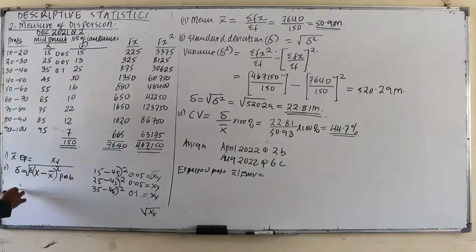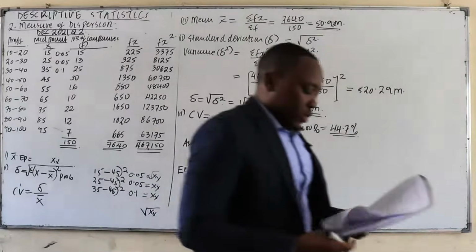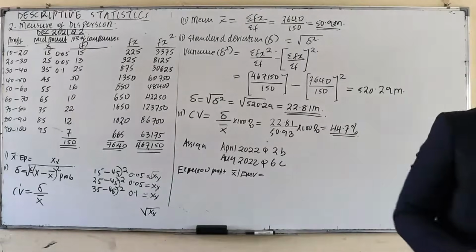And then lastly is the coefficient of variation. CV is very simple. You just take the standard deviation and divide by X bar. In short, you take step number 2 and divide by step number 1. Good. So we can do that.